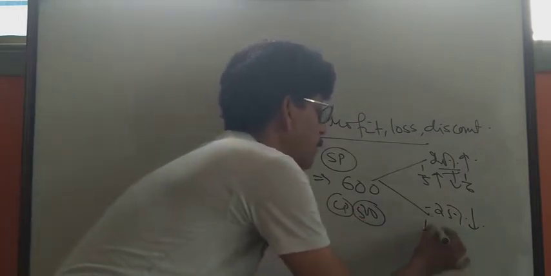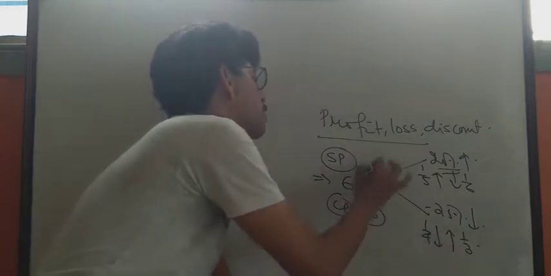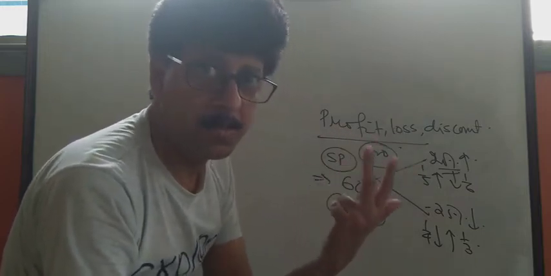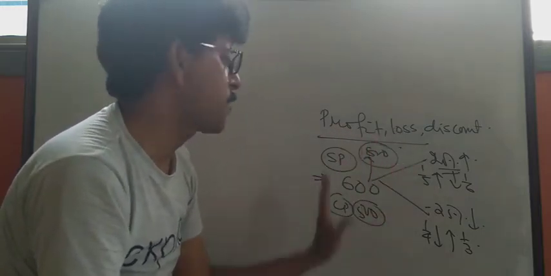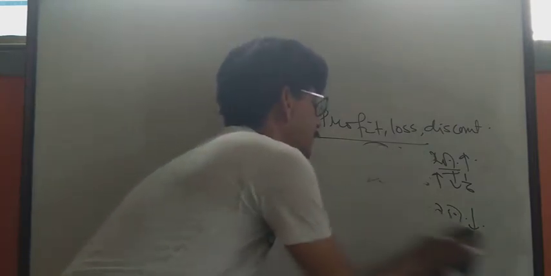Similarly, 1 by 4 down means what? Up, 1 by 3 up. 1 by 3 means 200. Cost price is 800. And last one: any calculation on selling price is an indirect calculation. Next.